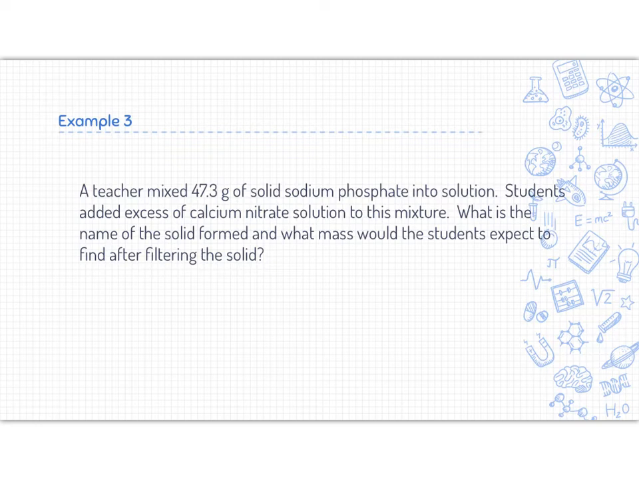Another example here. A teacher mixed 47.3 grams of solid sodium phosphate into solution. Students added excess calcium nitrate solution to this mixture, meaning that we have more than enough calcium nitrate to react with all of our sodium phosphate. What is the name of the solid formed, and what mass would the students expect to find after filtering the solid? So what they're saying is that this reaction makes a precipitate. Let's write out our balanced chemical equation, because that is step 1.